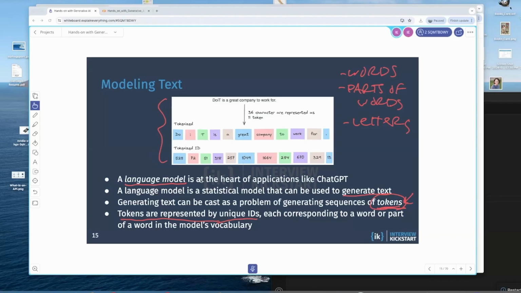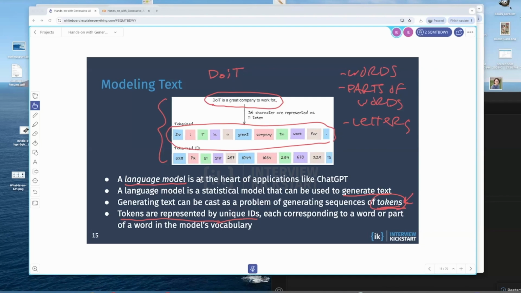So this is a sentence that a language model might process. It has, "Do it is a great company to work for." And "do it" must be the name of some company. It's spelled capital D, small o, small I, capital T, "is a great company to work for." And then it has a period at the end. And so the idea is that a language model, first of all, if it's going to process a sentence like this, needs to break it up into a sequence of tokens.